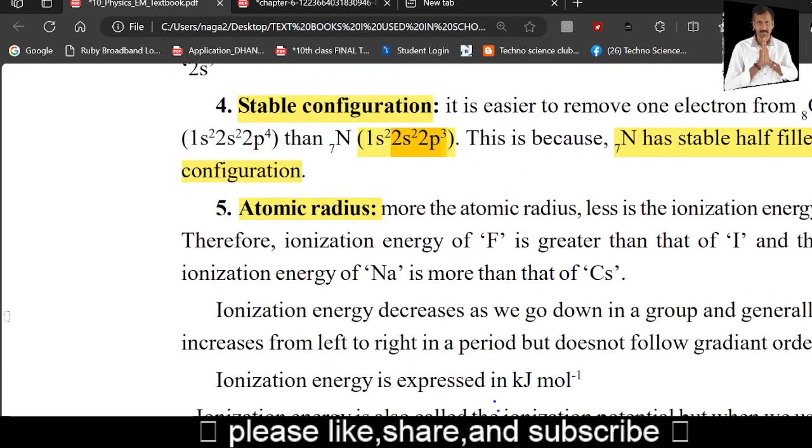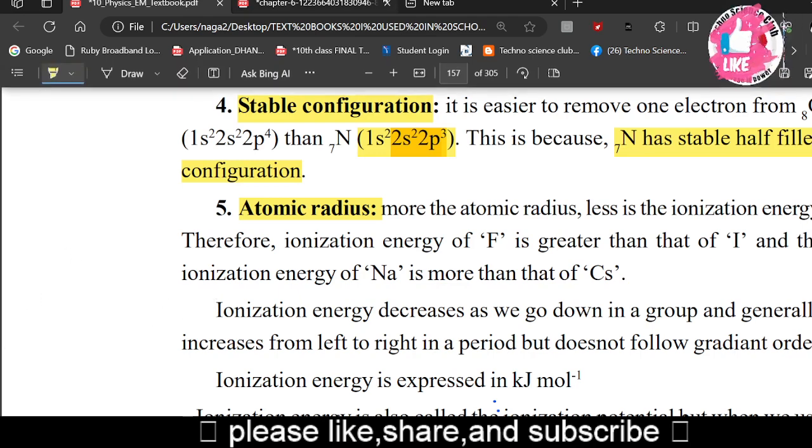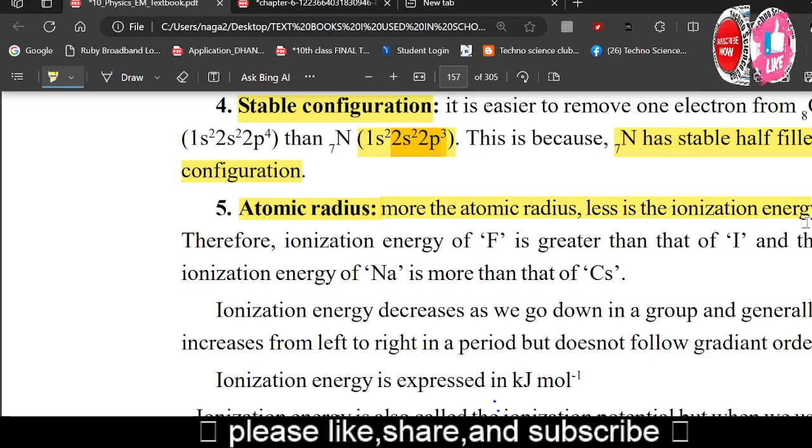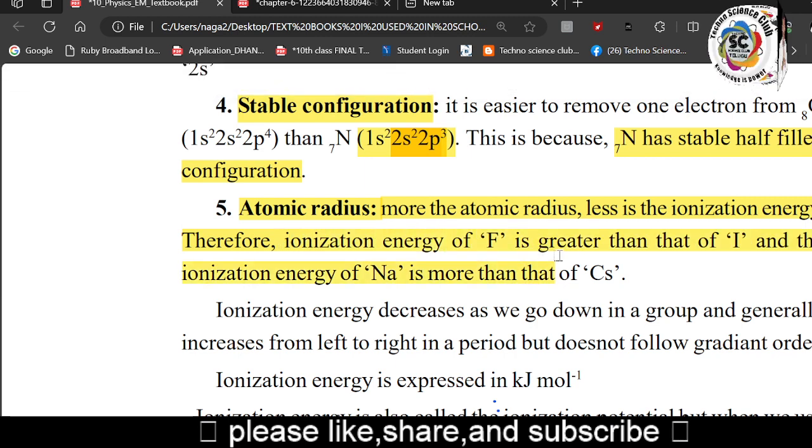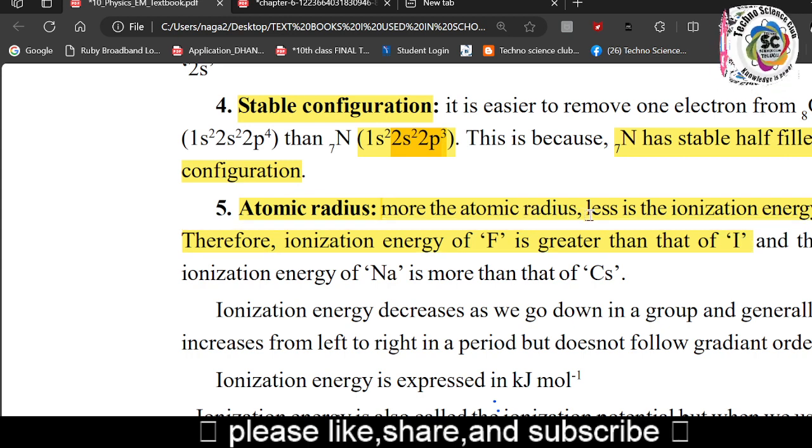The last factor affecting the ionization energy is atomic radius. More atomic radius, less ionization energy. Therefore, the ionization energy of fluorine is greater than that of iodine. Why? Because if the atomic radius is less, ionization energy is more. Take fluorine and iodine as two examples.